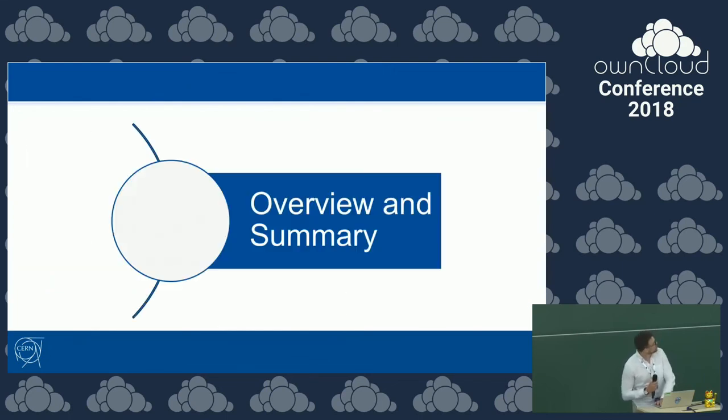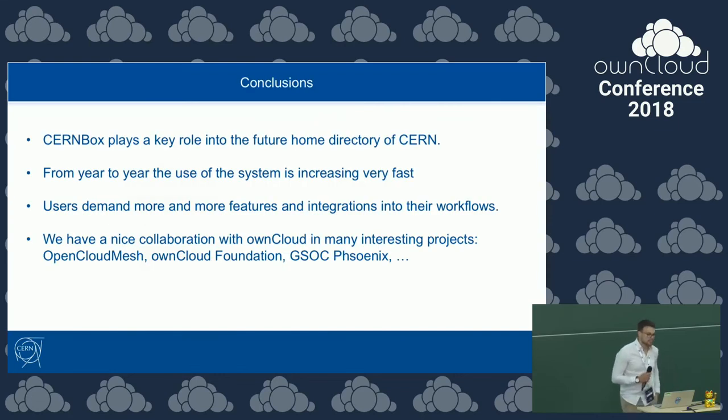Just to finish and give you an overview, CERNBox plays a key role in the future home directory service for CERN. We are trying to combine all the storage services at CERN into one, relying on CERNBox and ownCloud. The use of the service is really skyrocketing. Compared to last year, we have a growth of 400%, and users are demanding more and more features every single day. We have a really nice collaboration with ownCloud on different projects, on ownCloud Mesh, this year on the Google Summer of Code with Phoenix that will be presented tomorrow, and on the ownCloud Foundation, and we really want to keep it rolling. And that's it.